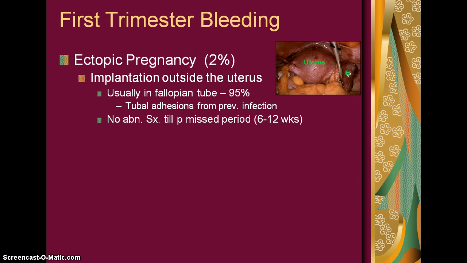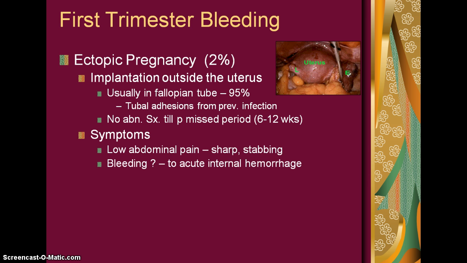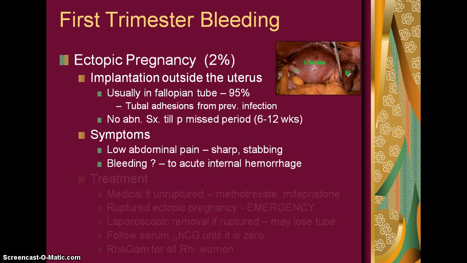In the first trimester, a common cause of bleeding is ectopic pregnancy, or implantation of a pregnancy outside of the uterus. This usually occurs in a fallopian tube. The woman usually doesn't have any symptoms until after she misses her first period, and then she may begin to feel sharp, low abdominal pain. She may or may not have bleeding, and there can be acute internal hemorrhage going on.